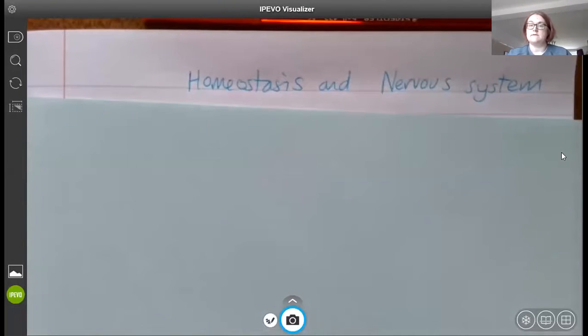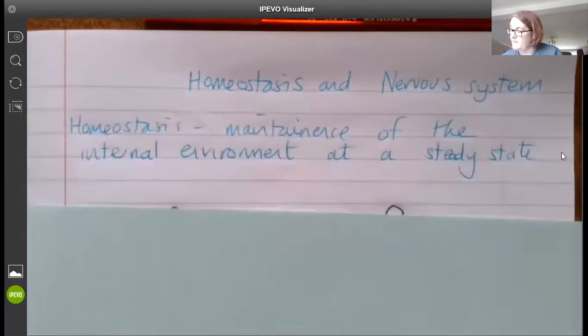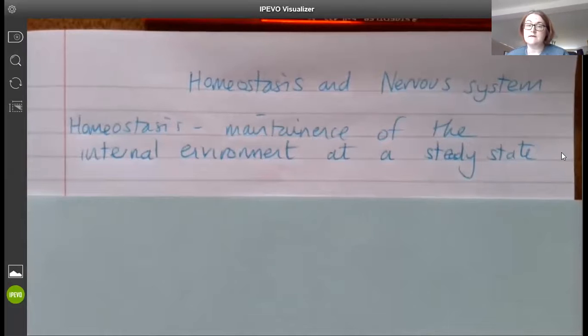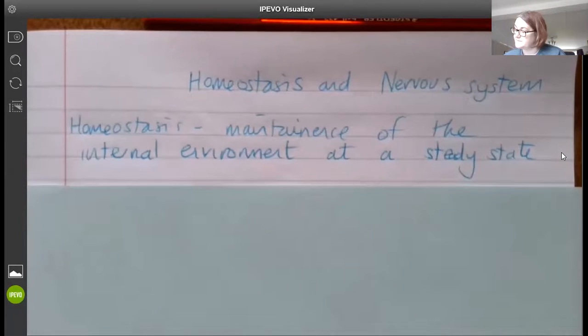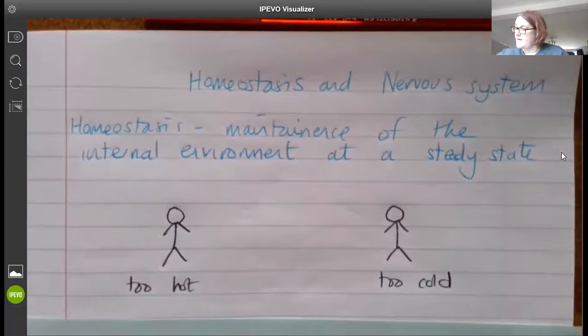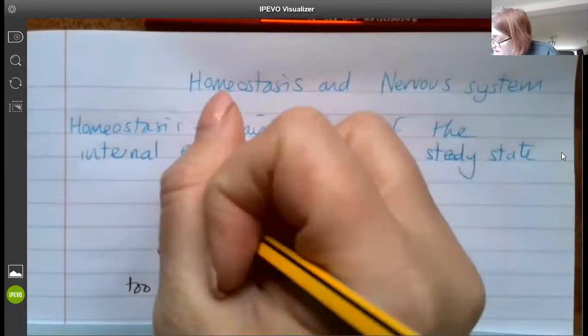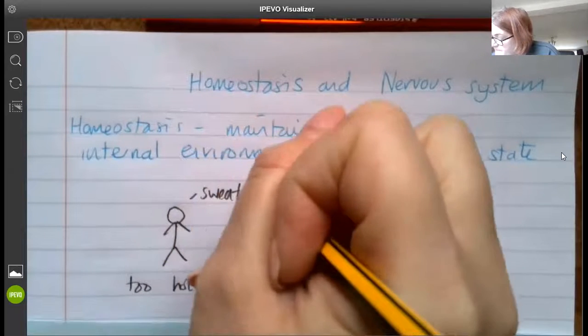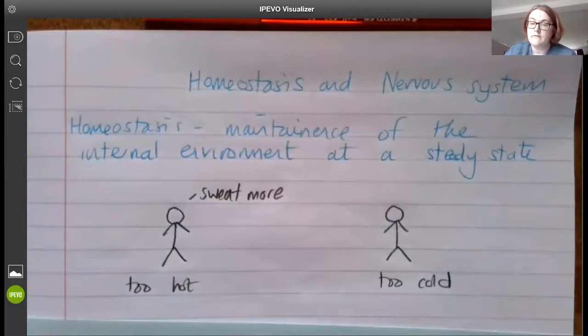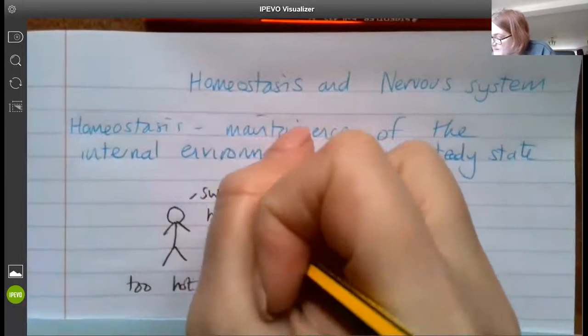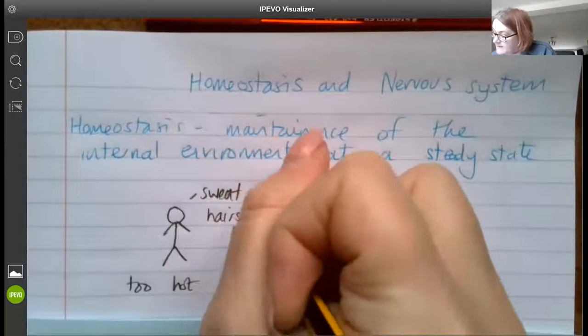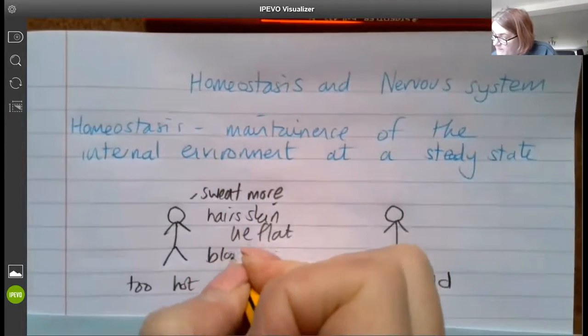So we're going to have a look at homeostasis and the nervous system. Let's have a little bit of a recap. Homeostasis is the maintenance of the internal environment at a steady state. We're going to have a quick think about being too hot or too cold, and you can have a think about yourself while I write this down. If we're too hot, we're going to sweat more, our hairs on our skin are going to lie flat, and we're going to get blood flowing near the skin.